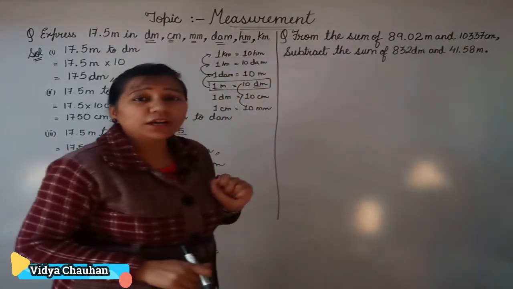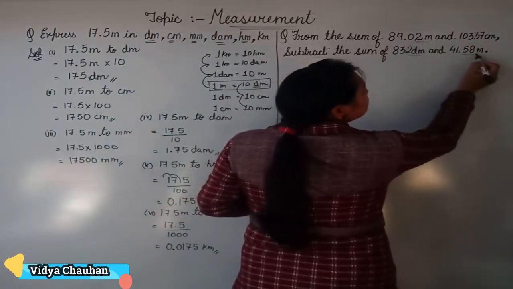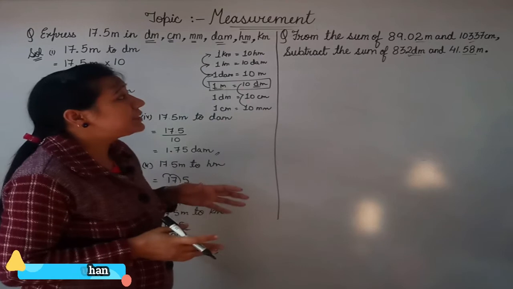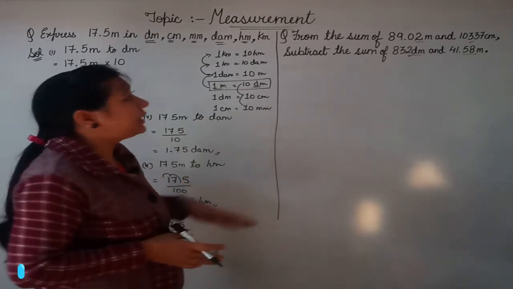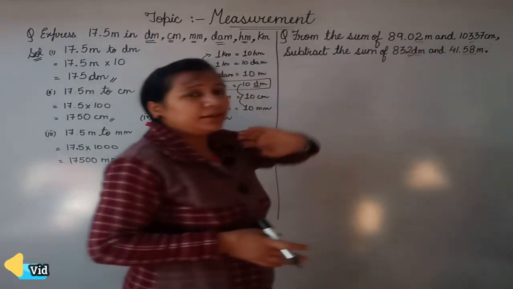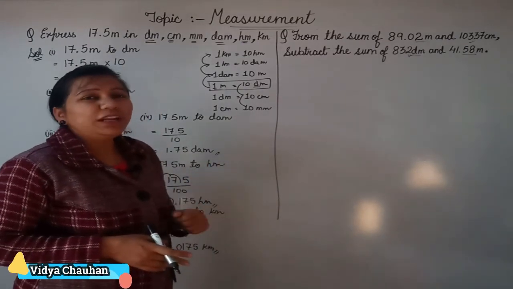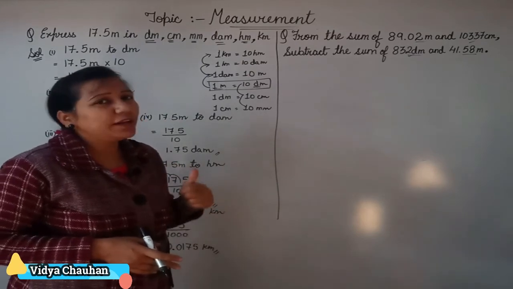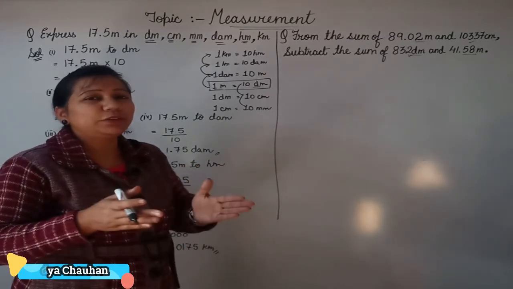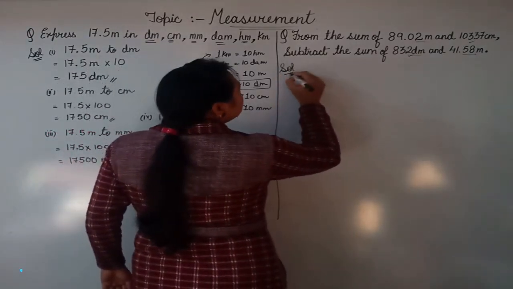So here we basically have to do two operations, addition and subtraction, on different units. The main problem we are facing is that the values given to us are in different units. Some are in meter, some in centimeter, and some in decimeter. So to do the operation of addition or subtraction, the first thing required is to convert all the values into the same unit. So very first I'll be converting all the values into the same unit.